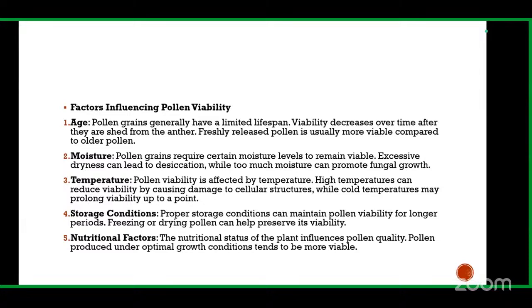Next is the temperature. Pollen viability is affected by temperature. High temperature can reduce viability by causing damage to cellular structure, while cold temperature may prolong viability up to a point. So basically, optimal temperature is required. Cold temperature, up to some point, is acceptable, but very high temperature can cause damage to the cellular structure.